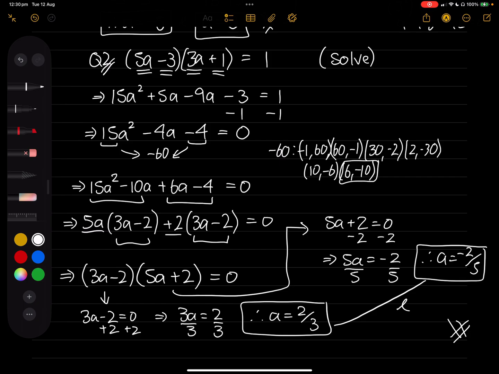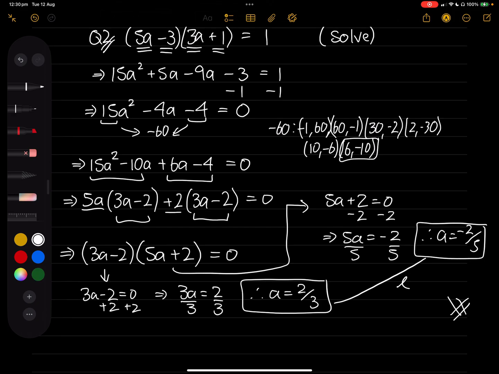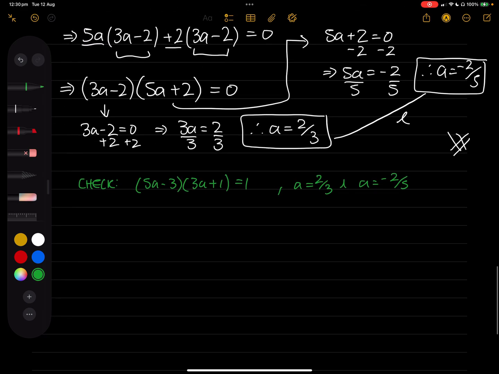Now, one thing that we can do is, if you have a question like this, you pretty much want to check. I know it takes time, but you want to do it to make sure that it's actually right. There's a lot of stuff going on in this question. It's very easy to lose or gain a sign or a number. So let's check these. Let's copy down our original equation. We'll change our color to green to indicate that we're doing a check. Check 5a minus 3 times 3a plus 1 equals 1, for a is 2/3 and a is minus 2/5.